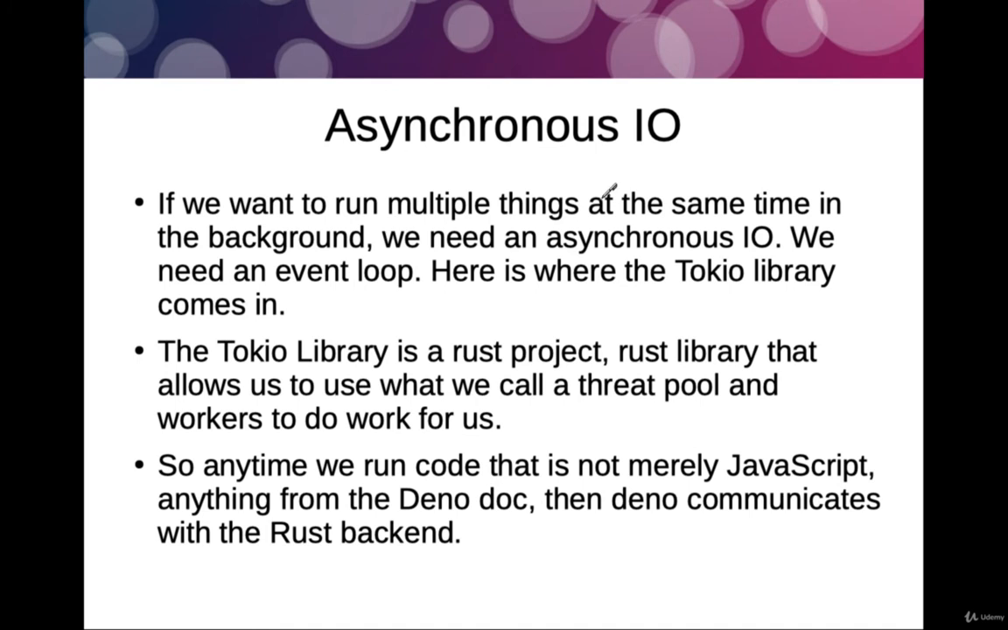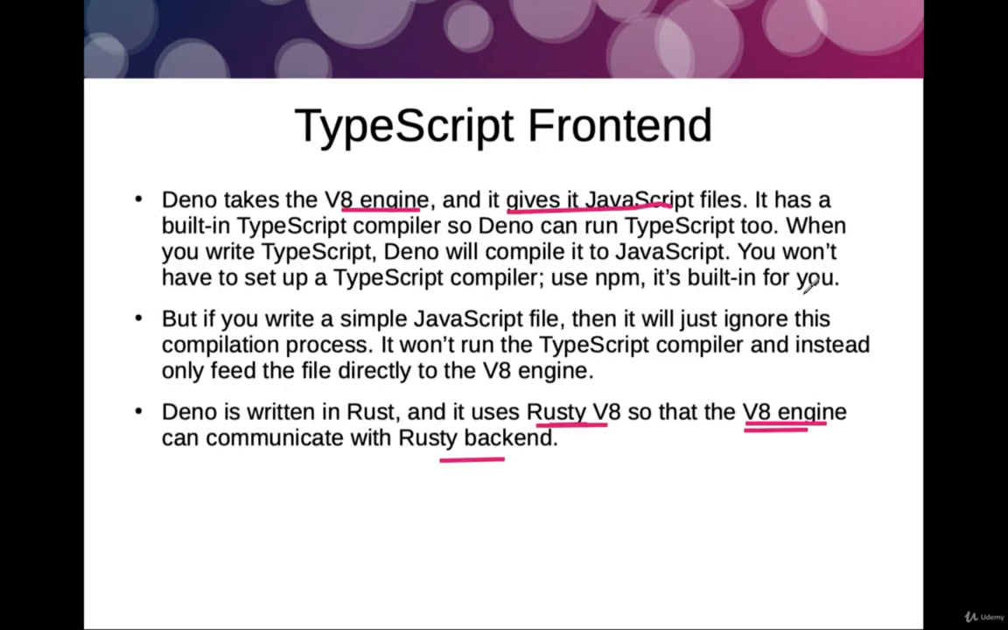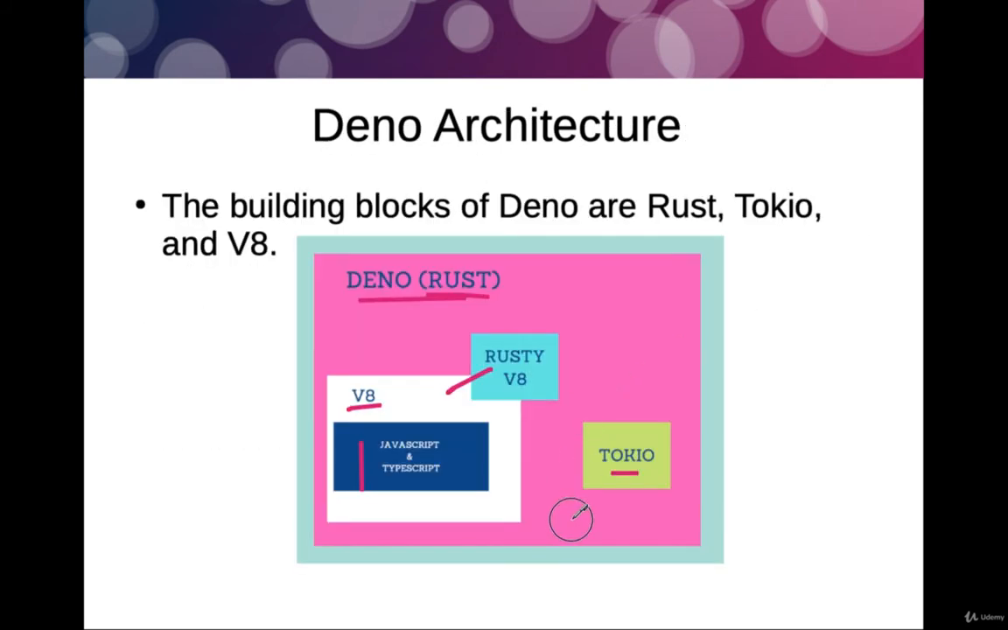So we'll talk about asynchronous IO. Now, if we want to run multiple things at the same time, we will need asynchronous IO, right? And we'll be needing event loops. Here comes the Tokio library. So basically, if you go to the diagram, you will see Tokio sitting here, right?